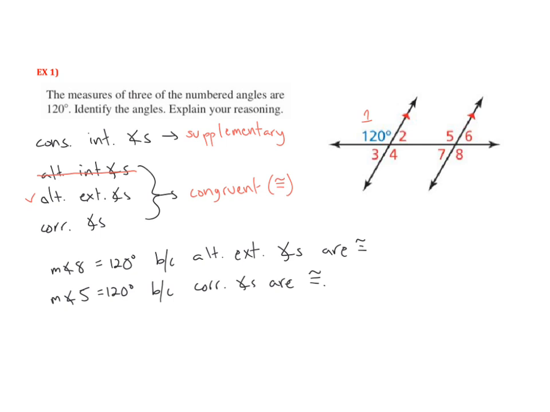All right, last but not least, there's one final relationship that tells us that angles are congruent. And it doesn't have anything to do with these parallel lines. And that's vertical angles. If you have two angles that are across from each other and made by two intersecting lines, those two angles will also be congruent. So that tells us then that the measure of angle 4 is also 120 degrees because vertical angles are congruent.